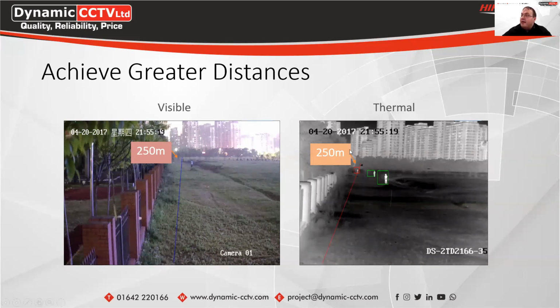So you can see even at 250 meters, it's still detected a person crossing the intrusion detection line. And you can see on the right hand side, the green boxes around the other two people, that's mapping them. So the camera's watching to see if those people actually cross the line as well. So you can achieve a lot greater distances with the thermals than you can with a standard optical lens, especially a fixed lens camera.